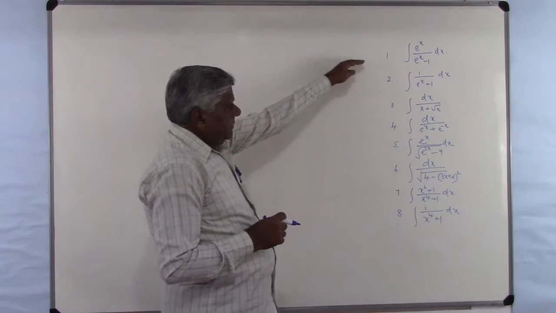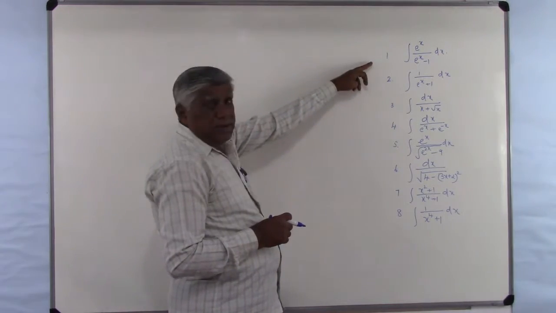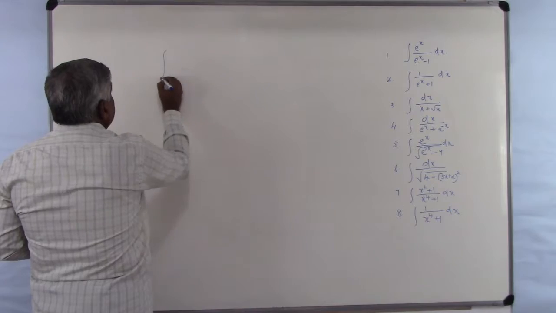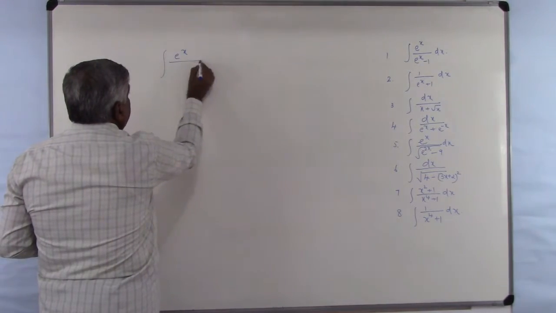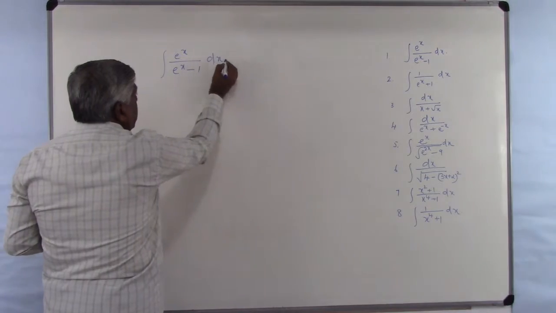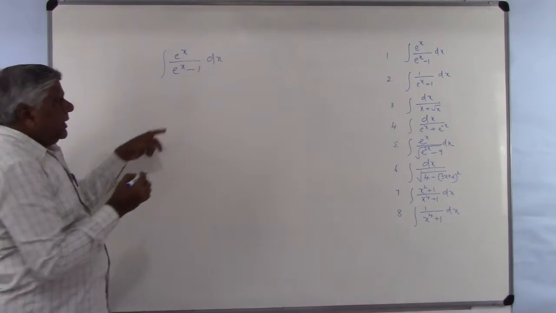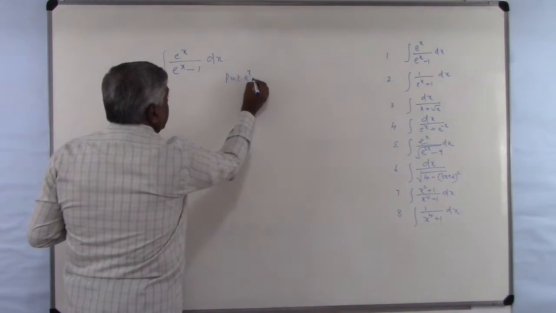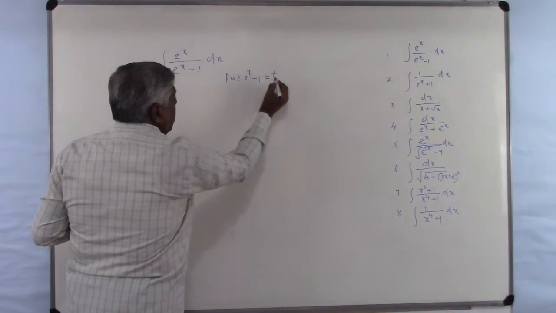Now we shall see some of the problems we have written here. We will see one by one. See, the integral given is e to the power of x divided by e to the power of x minus 1 into dx. Here we put e to the power of x minus 1 is equal to t.